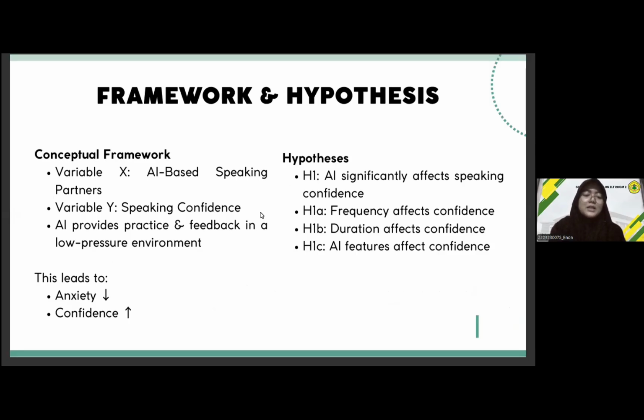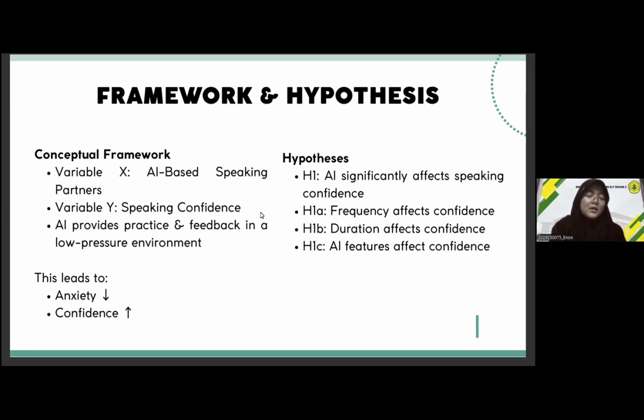The conceptual framework of the study focuses on the relationship between two variables: variable X, AI-based speaking partners, and variable Y, student speaking confidence. AI tools provide opportunities for students to practice speaking and receive feedback in a low-pressure environment. This allows students to speak more freely without fear of being judged. As a result, student anxiety decreases and their confidence in speaking English increases.